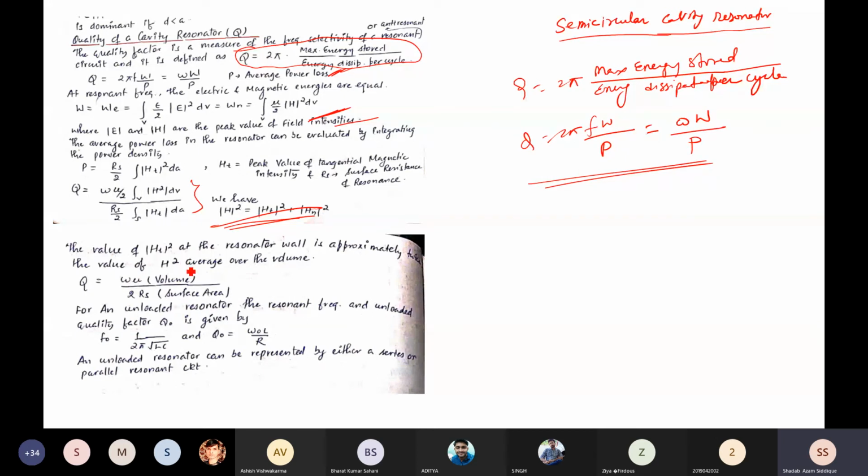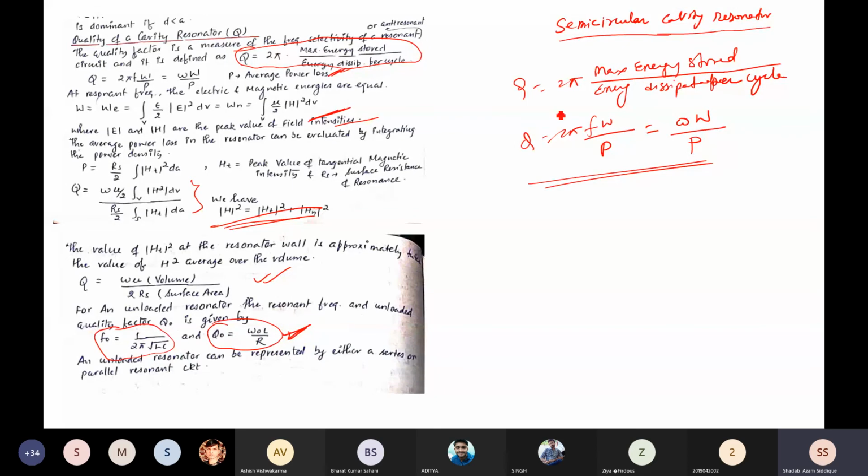Okay, F naught comes out to 1 by 2 pi root under LC, and the quality factor Q naught is equal to omega naught L by R. So omega naught L by R is the unloaded quality factor, which is given here, and the unloaded resonator frequency is given as F naught equal to 1 by 2 pi root under LC. Okay, so this is how you can go through it, but you should remember the definition of quality factor.